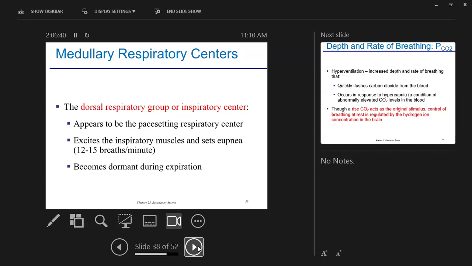We have a control center in our medulla that tells us when to breathe. You know, it's part of the autonomic nervous system. It tells us to breathe every 4 seconds, 15 times a minute. It is the medullary respiratory center. It's on the dorsal side, the back side, posterior side of the medulla. So it's somewhere back in this region here.